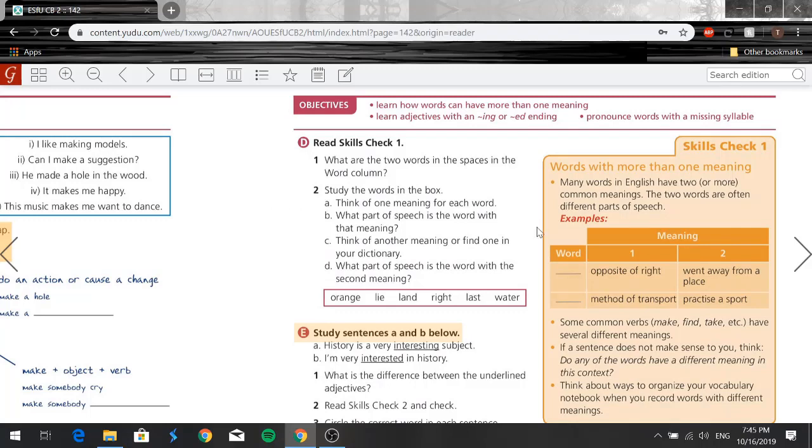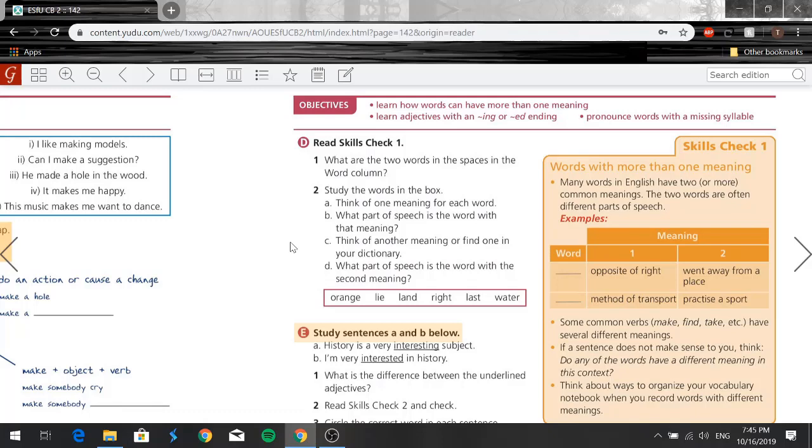Well, we already said that. Left, opposite of right, went away from a place, and train, method of transport, and practice sport. Study the words in the box. Think of one meaning for each word. So we have orange, lie, land, right, last, and water.